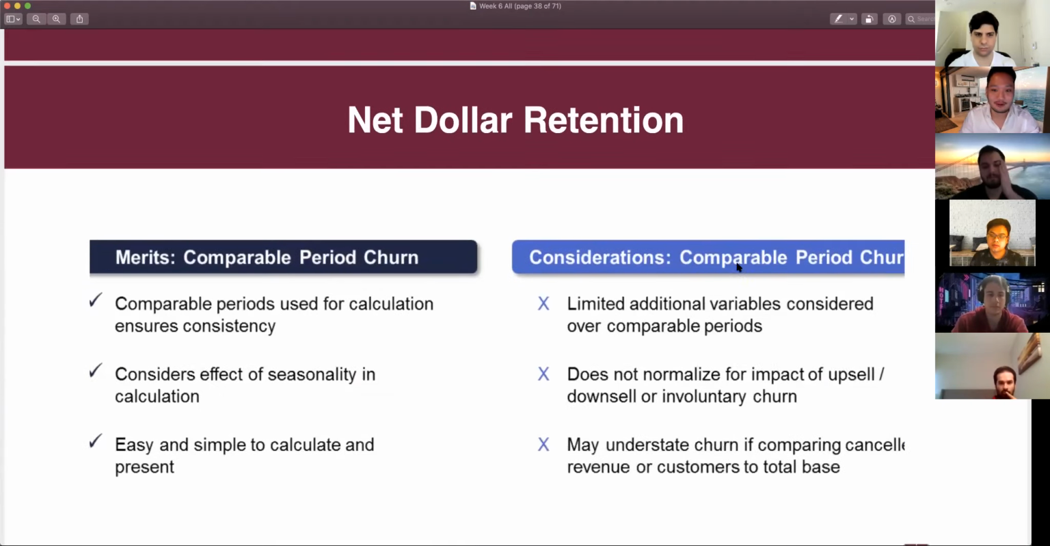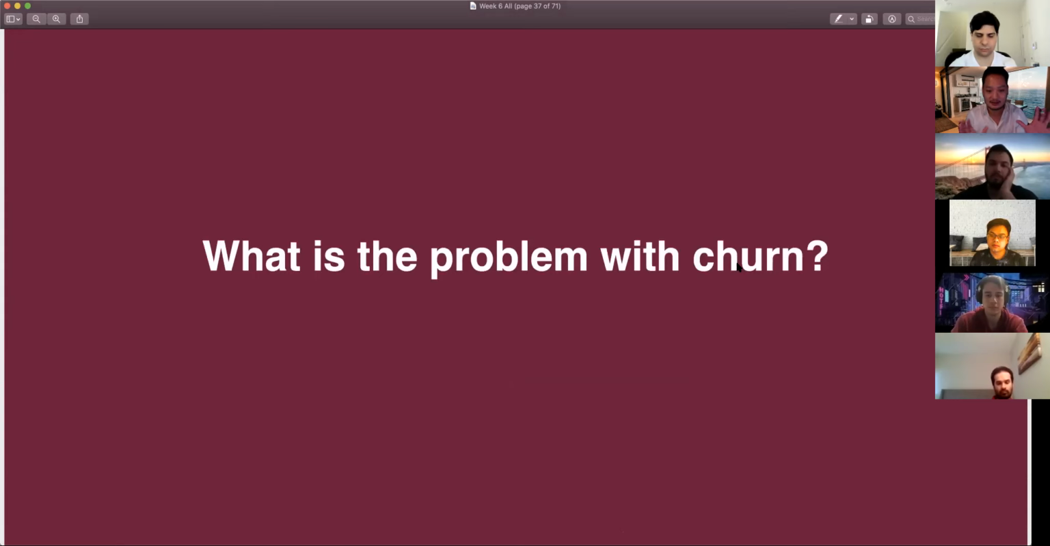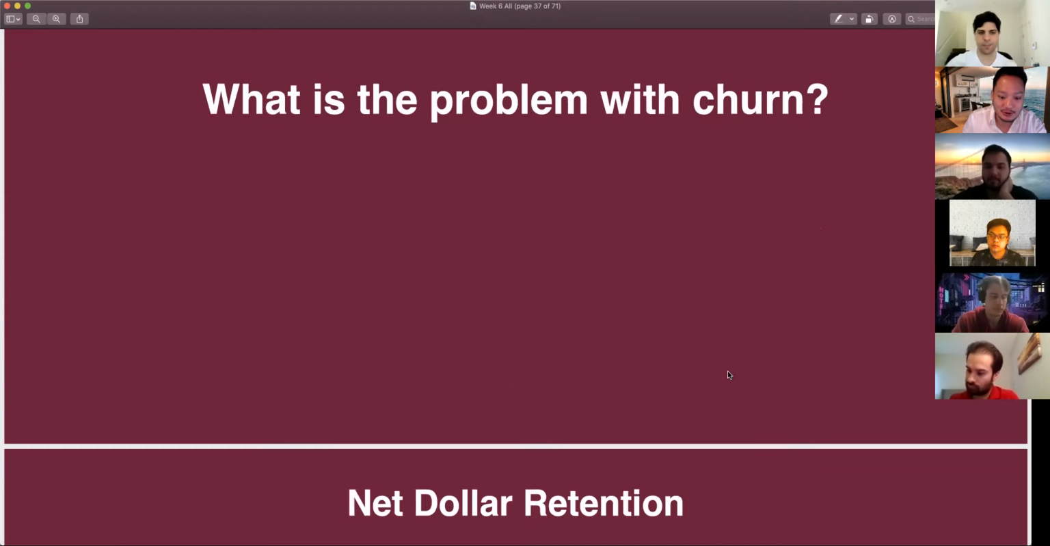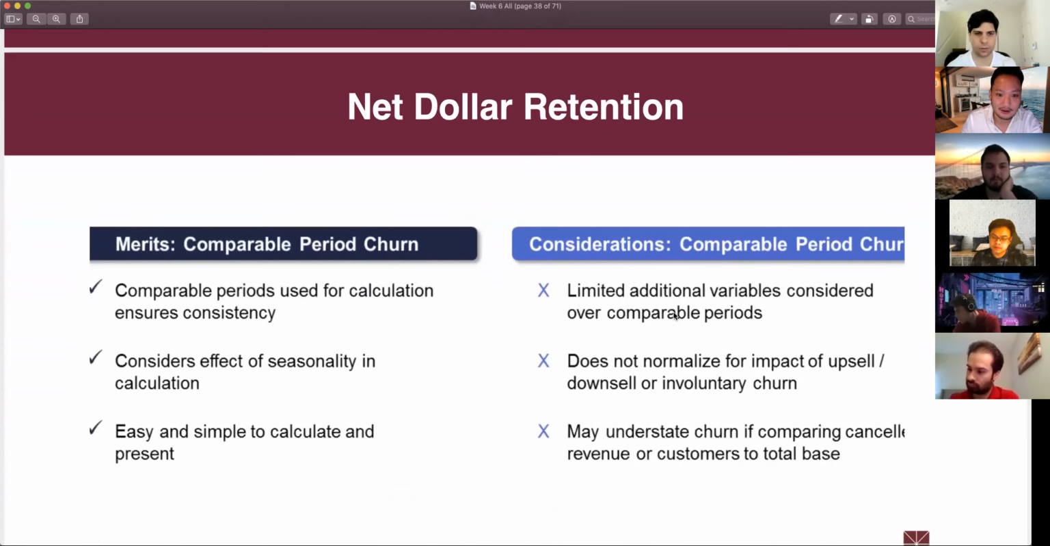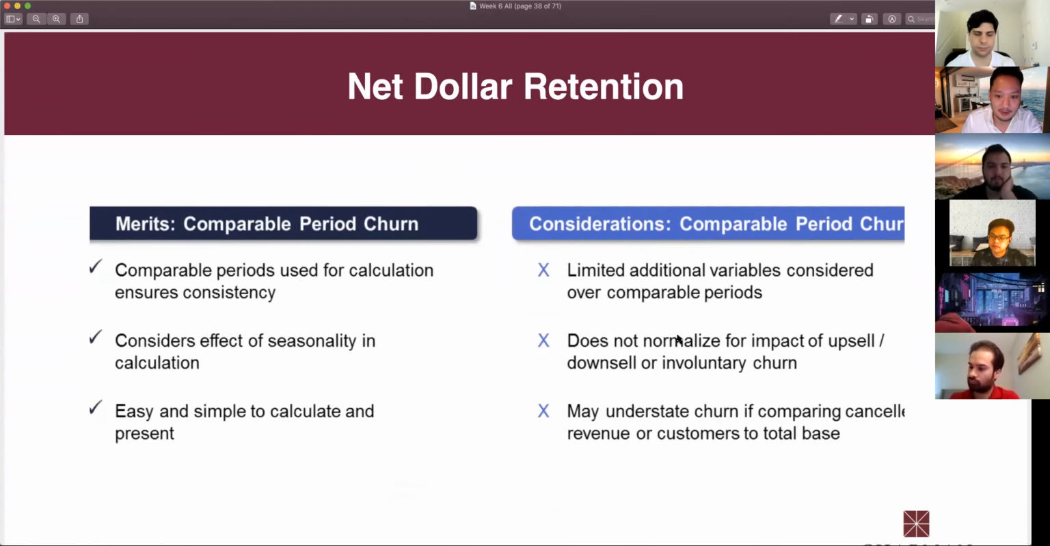So the problem with churn is that it doesn't give you a 360 view of how your business is impacted by money coming in and money going out. So that's the problem with churn. The more significant metric is called net dollar retention, right? This is basically how much money stays in your pocket on a month-to-month basis, given the same cohort of customers. Does that make sense?